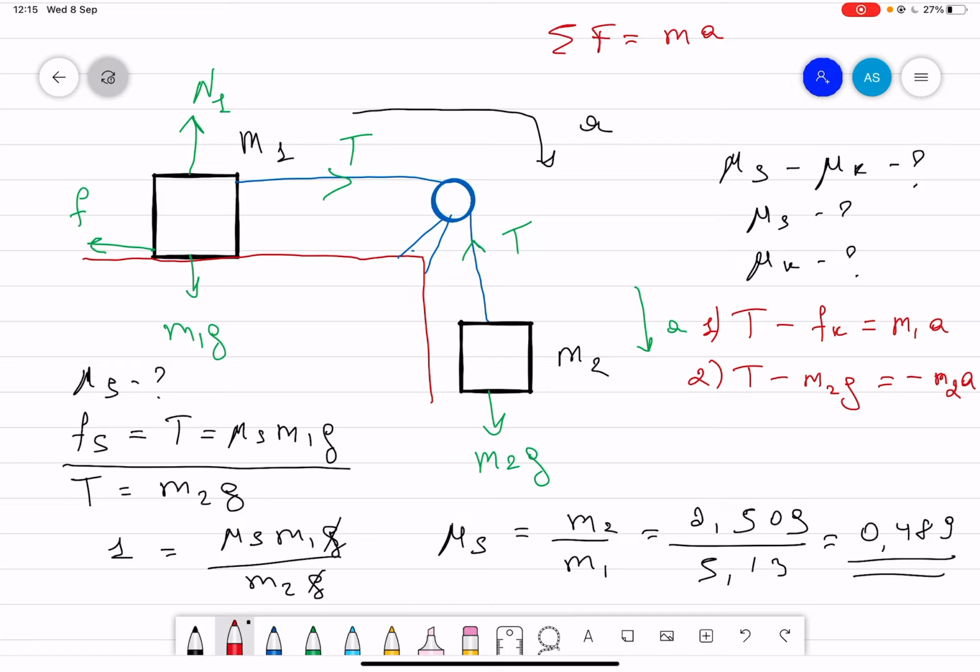Okay, so from here, accelerations are given, so you can put the acceleration. First you can find the tension from there, and you can substitute it here. Then you can finally find mu k from here. Once you find mu k, then you can just subtract mu s minus mu k.